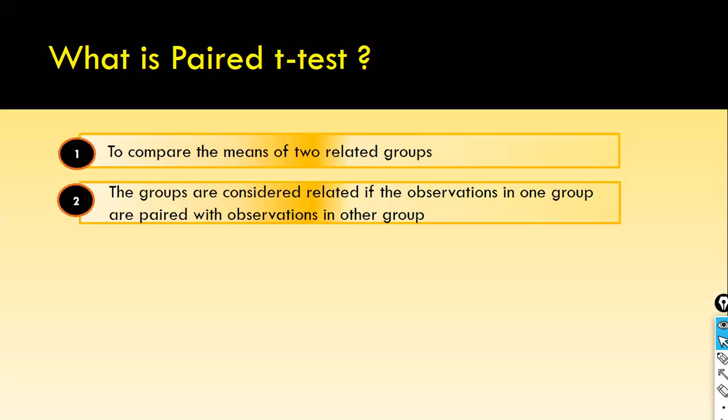Next, we will see what a paired t-test, or matched pair, is. In this case, the paired t-test compares the means of two related groups. In the previous case, the groups were completely different: the male group is different from the female group. Here, the groups are related. A simple classic example is attending a weight loss program.